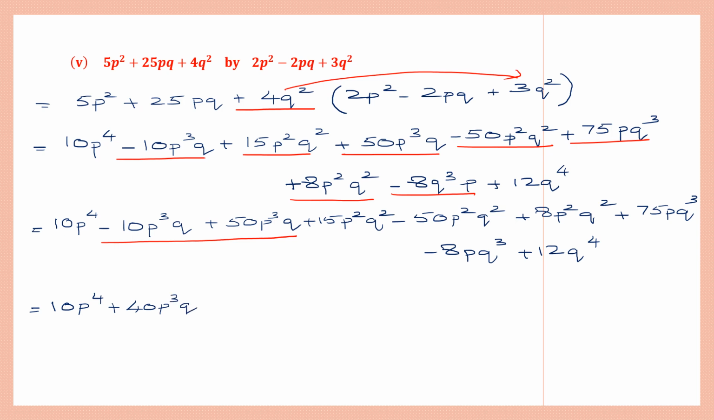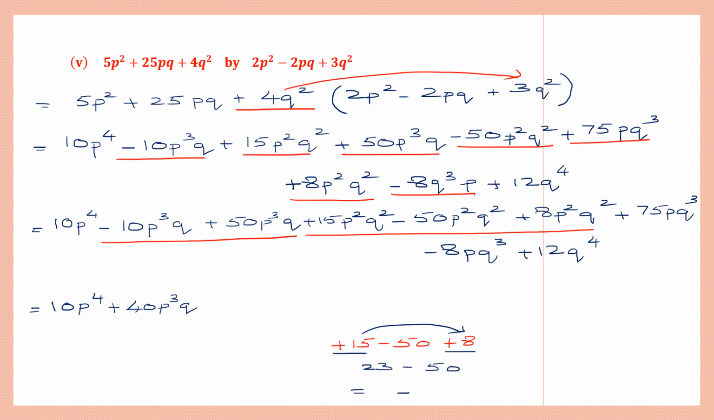Then let's go to the next one. That is the p square q square, where we have 3 terms like that. So here let's write down only the numbers. So here we have plus 15 minus 50 plus 8. Okay, so what do we do? We add up the numbers with the same sign, that is these two. 15 plus 8 is 23, minus 50. Now we put the sign of the bigger number and we subtract, 50 minus 23, that is 27. So here what do we have? Minus 27 p square q square.